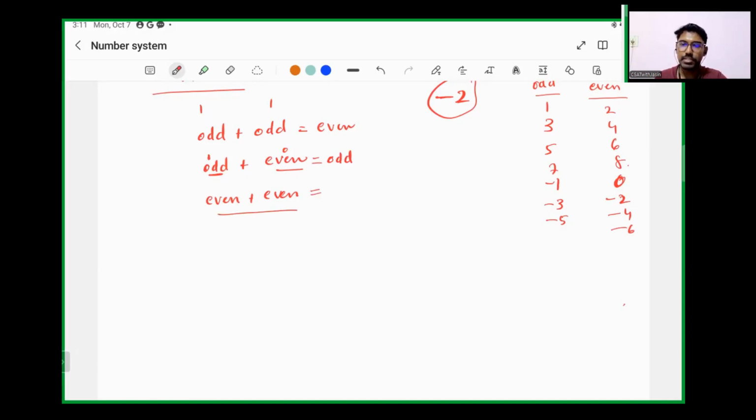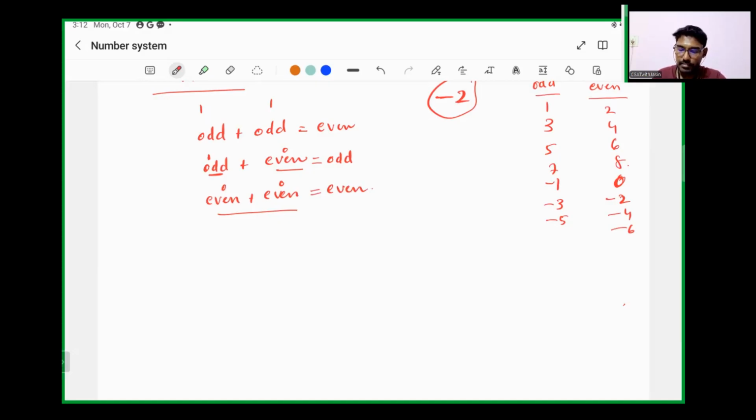Now what will be even plus even? It will be even. So you take 0. 0 is an even number. You don't need to take 2. You take 0, because 0 is easier for calculation, right? So if a question comes on even numbers, you just take 0. So 0 plus 0 is 0. It's an even number. So it is like that.